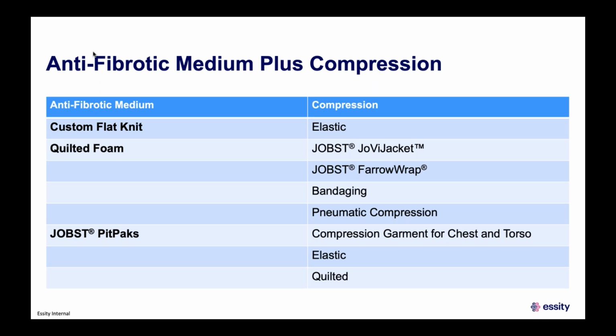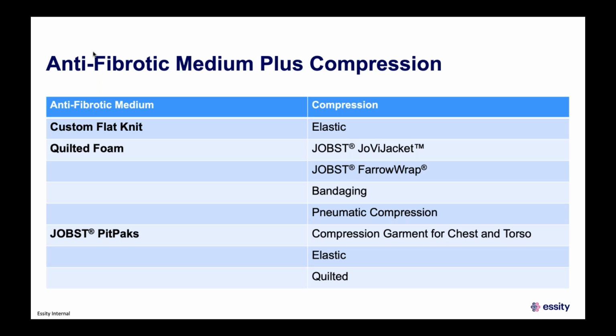Under custom flat knit, I put elastic because it is elastic and it is its own compression. But you can also use elastic over a quilted foam garment. And the Jobst Jovi packs have jackets, and you can also use Ferro Wrap if you want to be a little more aggressive. Bandaging is even more aggressive because you have more layers, and pneumatic compression I would consider to be the most aggressive of all.